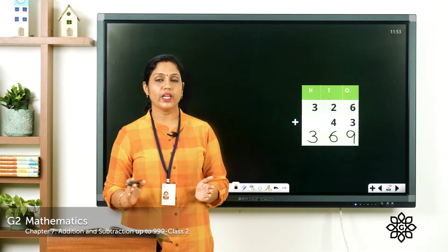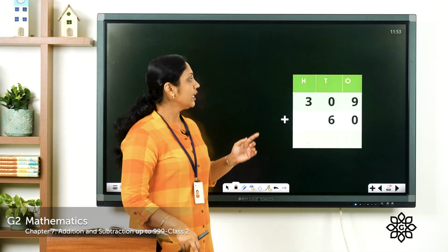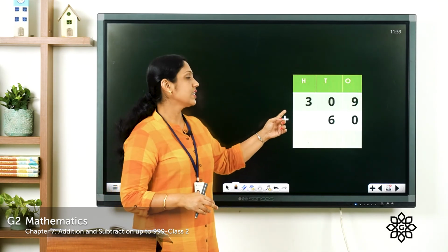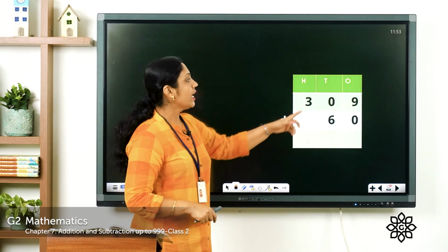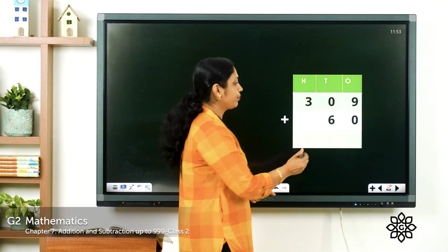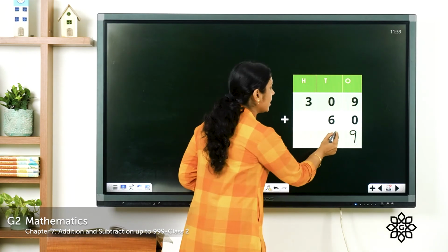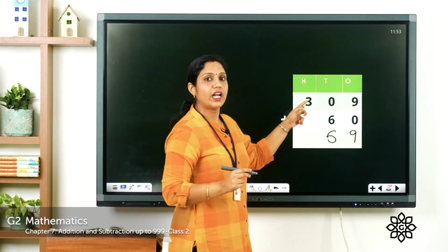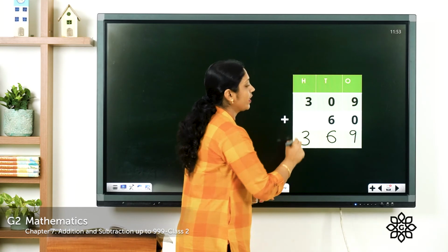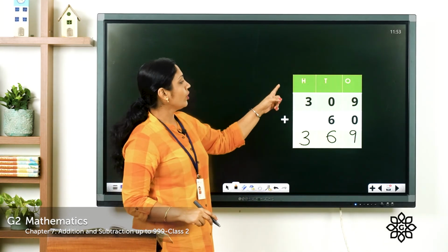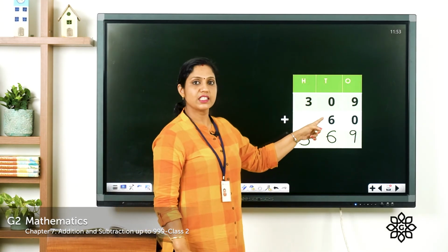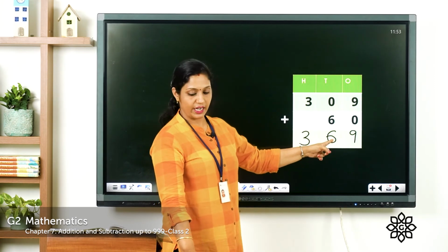In the match the following, the next side you have the number 309 plus 60. So we'll add this. 9 plus 0 is 9. 0 plus 6 is 6. And we have in the hundreds place 3. We got the answer 369. So for the number 309 plus 60, we got the answer 369.